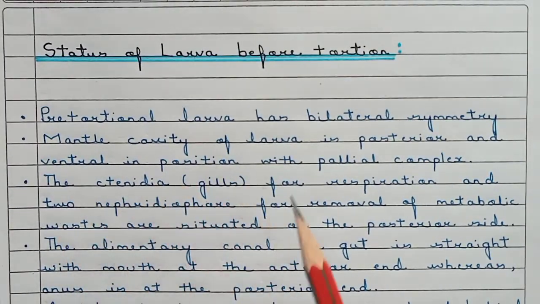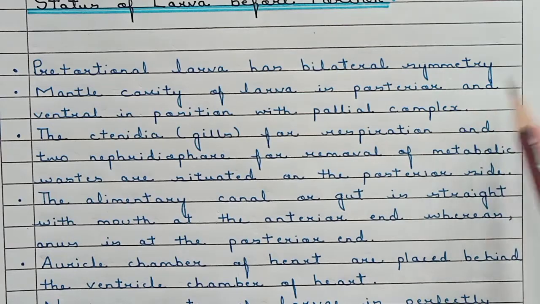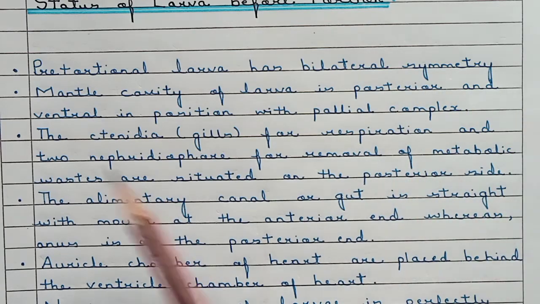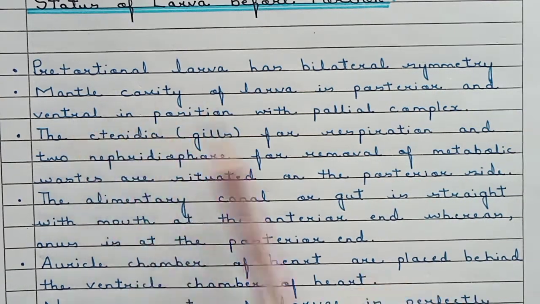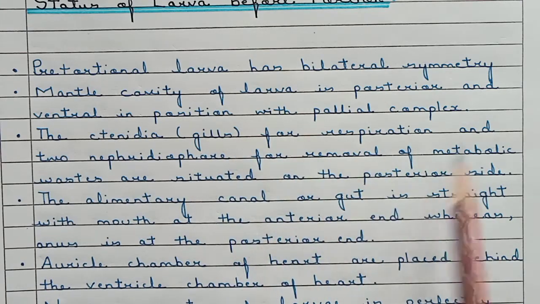The pre-torsional larva has bilateral symmetry, which means if it is cut along one plane it gives two mirror-image halves. The mantle cavity of the larva is posterior and ventral in position, with the pallial complex before torsion. The ctenidia or gills, for respiration, and the nephridiophore, for removal of metabolic wastes, are both situated on the posterior side.